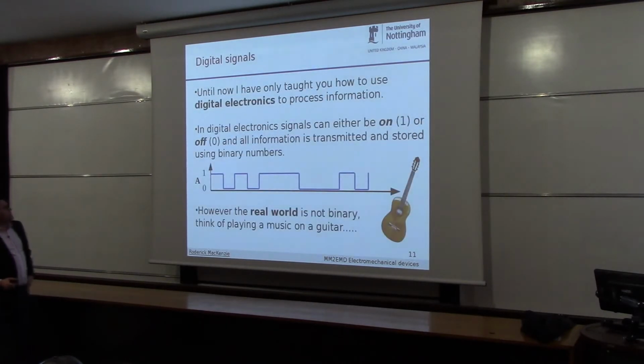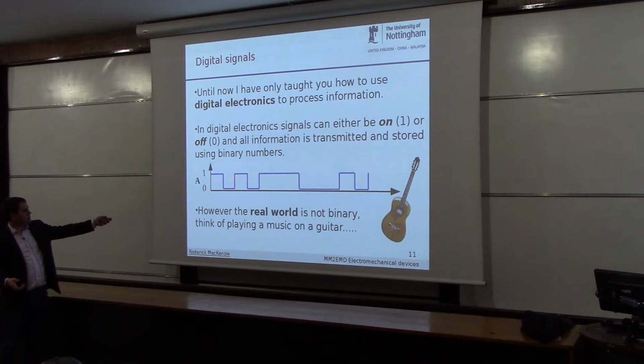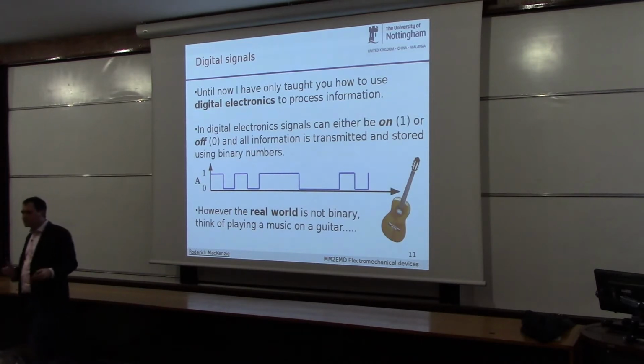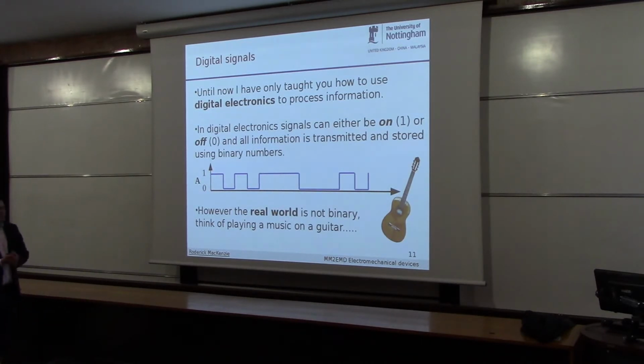So until now, I've only taught you about digital electronics and digital processing of information. In a digital signal, we have basically a 1 or a 0, a 1, a 0, a 1. That's all there is. It's binary. There's no 0.5s. It's either 1 or it's 0. However, the real world is not binary, as you may have figured out.